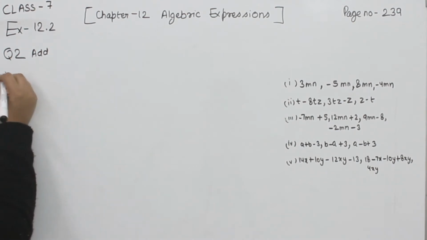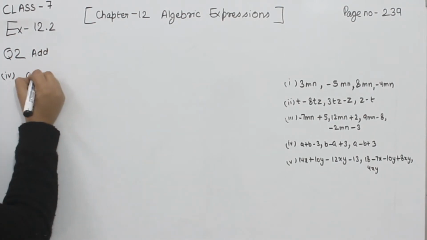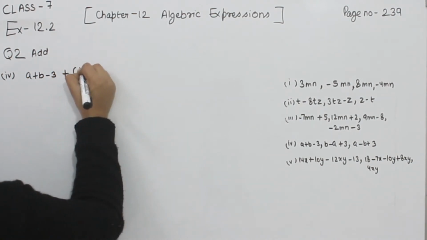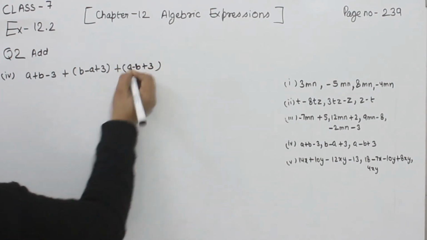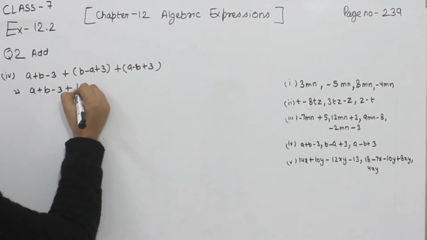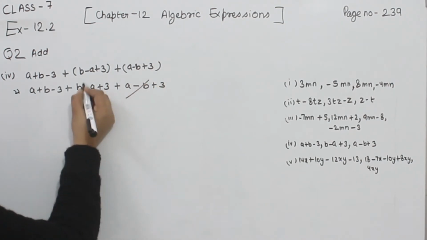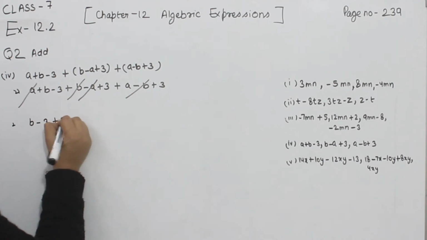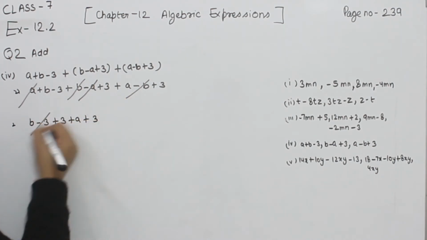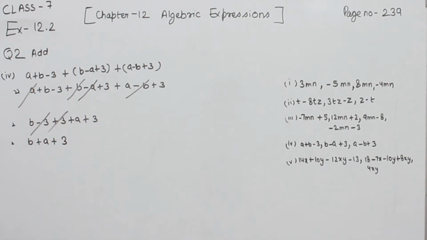Now comes part 4. In part 4, we have a plus b minus 3 plus b minus a plus 3 plus a minus b plus 3. Now a plus b minus 3 plus b minus a plus 3 plus a minus b plus 3. Now plus minus cancel, plus minus cancel. Now we are going to write here b minus 3 plus a plus 3. Now plus minus cancel. So we have b plus a plus 3. So this is the solution of part 4.